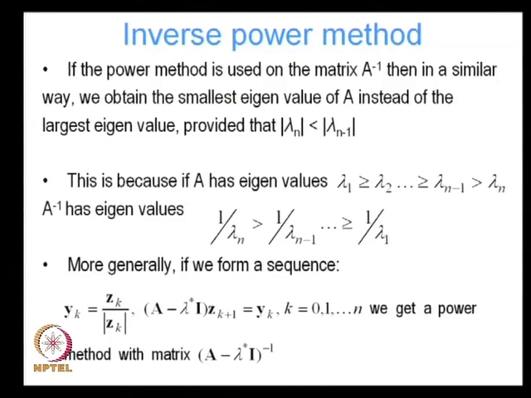Similarly, if instead of using the power method on my original matrix A, I use the power method on my matrix A inverse, then instead of getting the largest eigenvalue and the largest eigenvector, I will get the smallest eigenvalue and the smallest eigenvector. Why is that? Because if A has eigenvalues lambda 1 through lambda n, A inverse has eigenvalues 1 by lambda 1, 1 by lambda 2, 1 by lambda n. That should be clear, right.